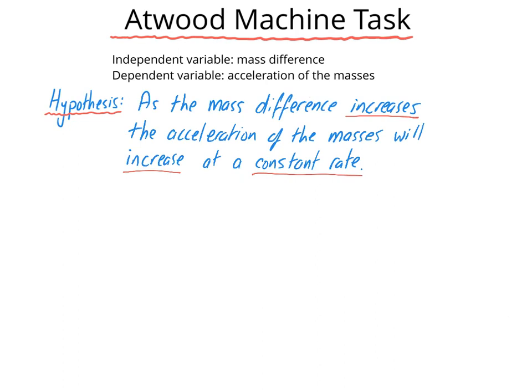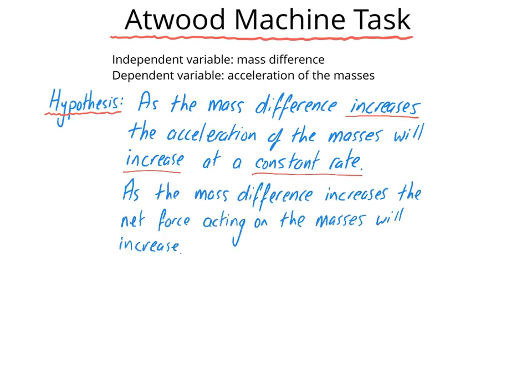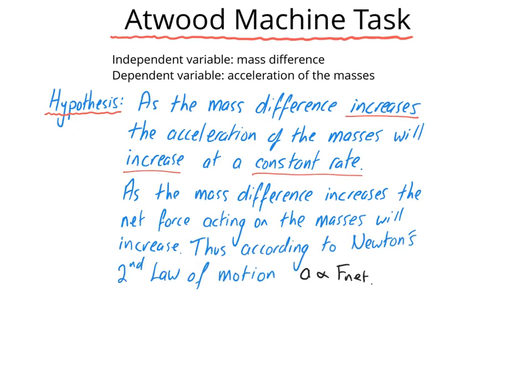We should also support this hypothesis with some brief reasoning. As the mass difference increases, the net force acting on the masses will increase. Thus, according to Newton's second law of motion, we're expecting the acceleration of the masses to be proportional to the net force. What this relationship means is that if we plot acceleration against net force, then we're expecting a linear relationship whose y-intercept is 0.